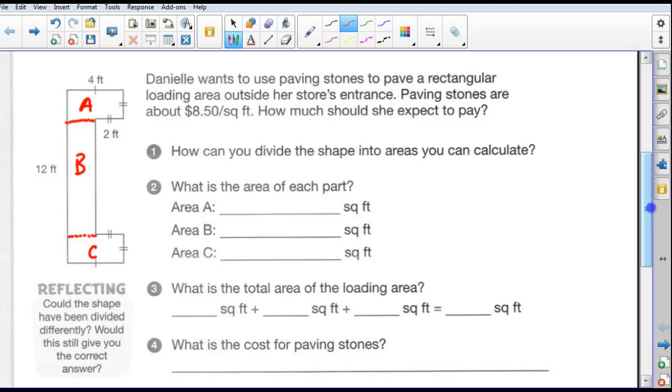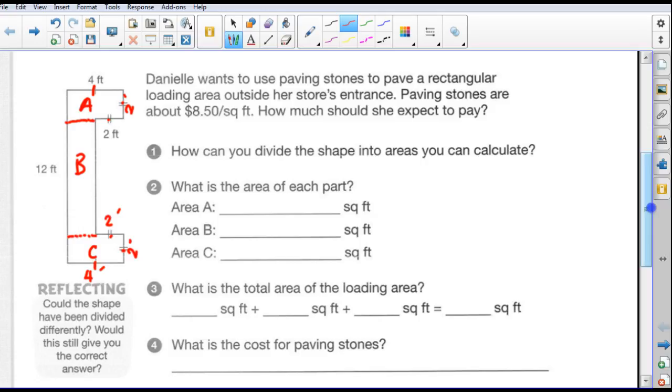You can see that area A and area C are identical, okay? The reason I know they're identical is because this length is equivalent to that length, which is equivalent to that length, which is equivalent to that length. So if this is 2 feet, that means that this must also be 2 feet, and this must be 2 feet, and this must be 2 feet. Okay, and if that's 4 feet at the top here, that means that this down here must also be 4 feet. Okay, so what is the area of each part?